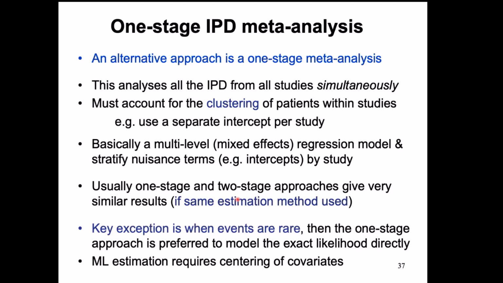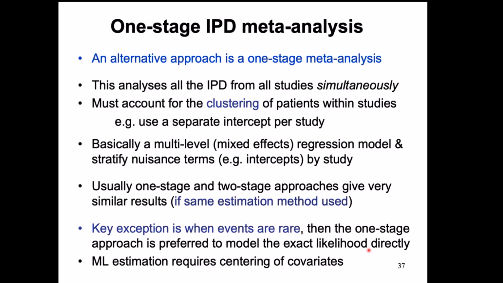But there's a key exception here, and this is when events are rare. So if most studies only have a small number of participants, or the events are rare, so close to 0, less than 10, 20 for most studies, then the 1-stage approach is the best approach to take, because it models the exact likelihood. So rather than pooling results in the 2nd stage where you assume they're normally distributed, you avoid that assumption, and you can just model, for example, in a logistic regression, the binomial data directly.